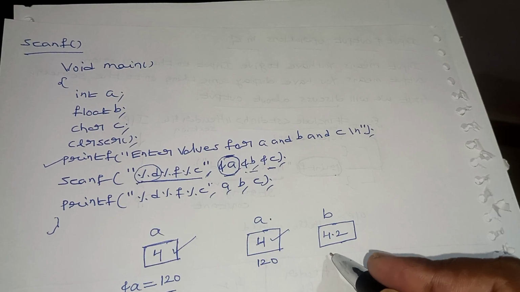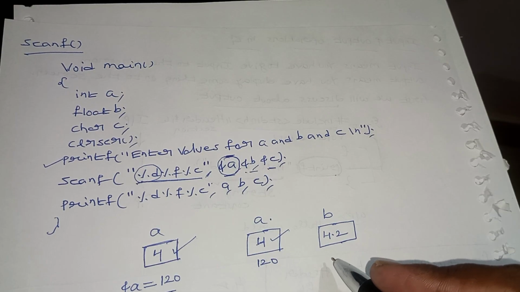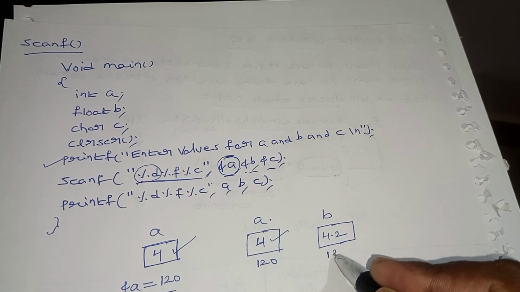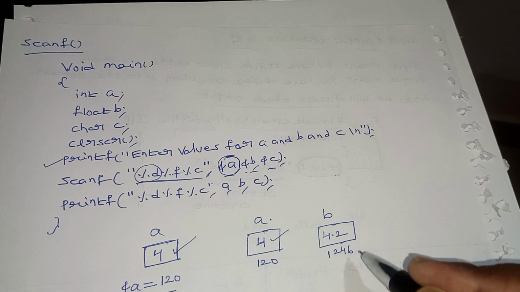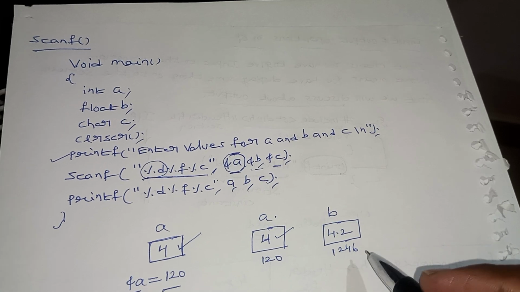Now the address. Always make a note: an address is a unique number. It is a number, not letters, and not a combination of both. It is only a number. It may be any number, it may be 1246. Now what is this?